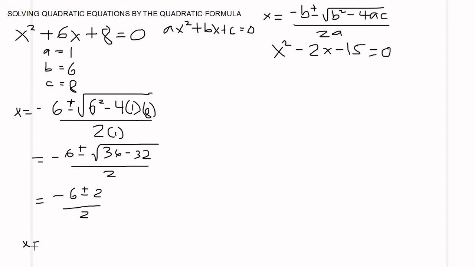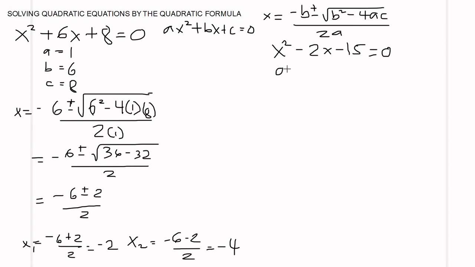So now we can get the values for the roots of x, which is negative 6 plus 2 over 2, which is equal to negative 4 over 2. So x sub 1 is equal to negative 2. Now for x sub 2, that would be negative 6 minus 2 all over 2. So that would be negative 8 all over 2, which is equal to negative 4.